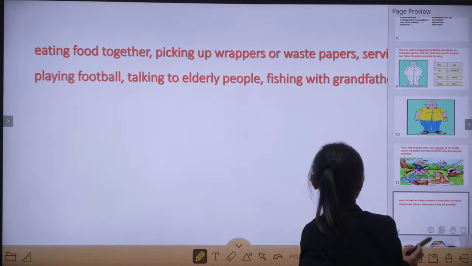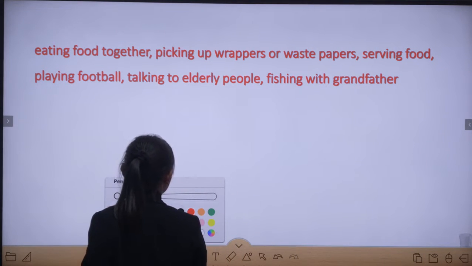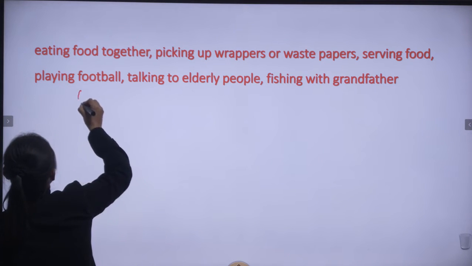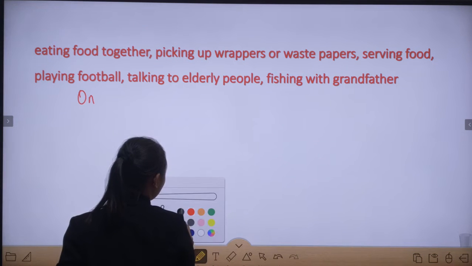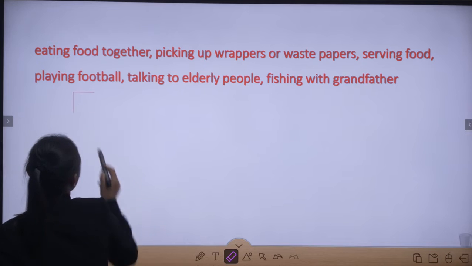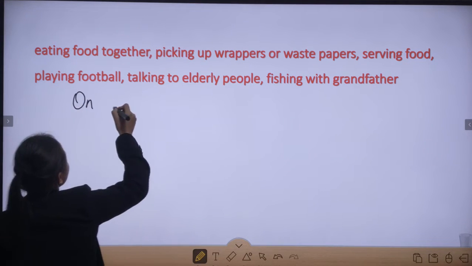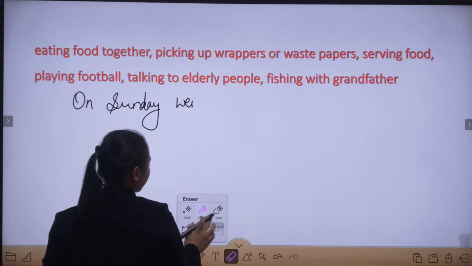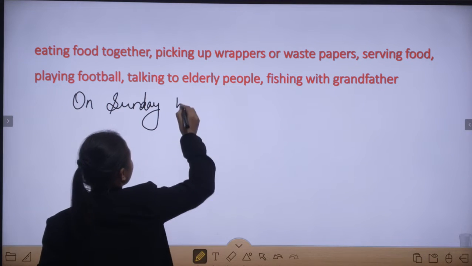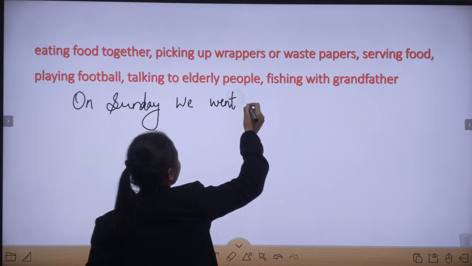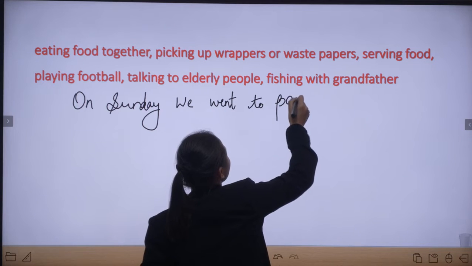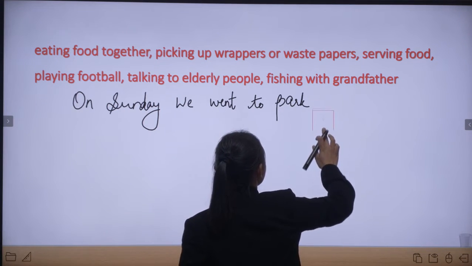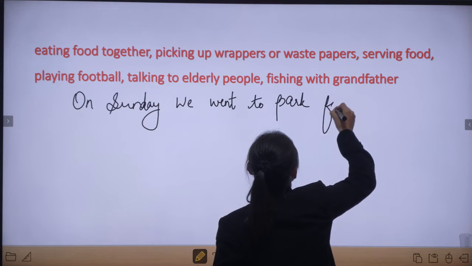So let's write what we can write. On Sunday we went to park for picnic.